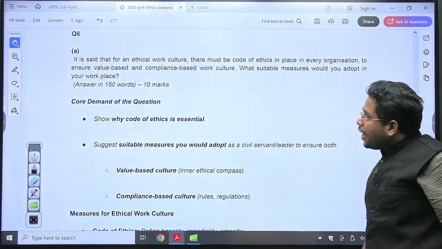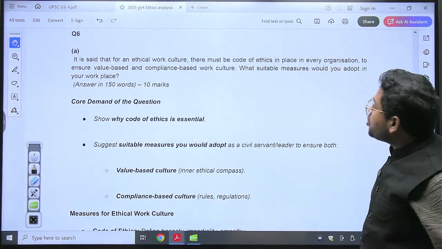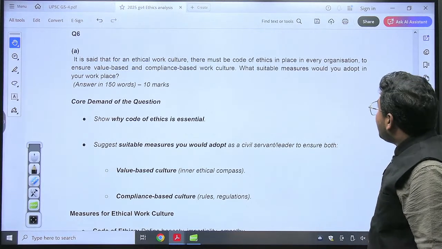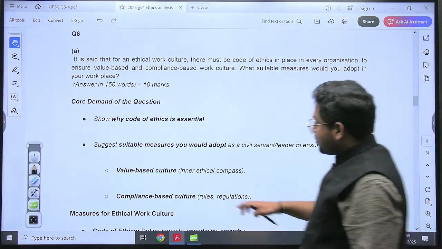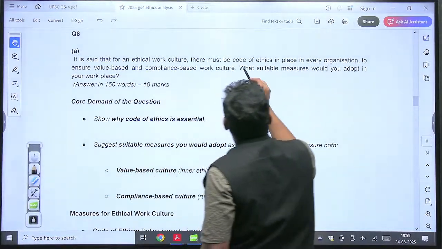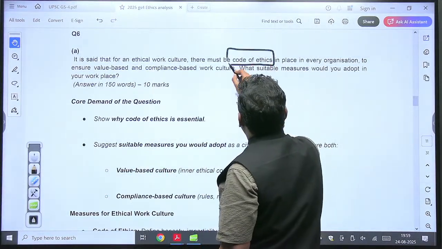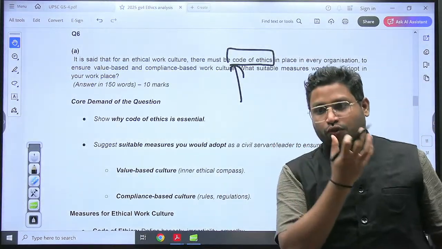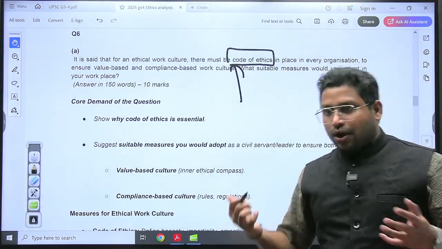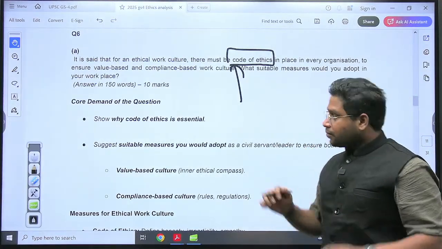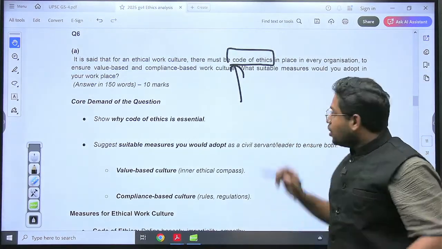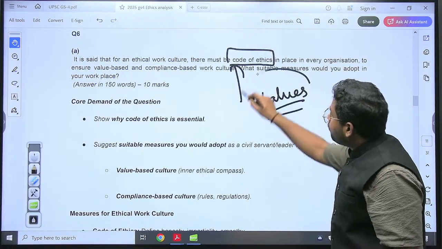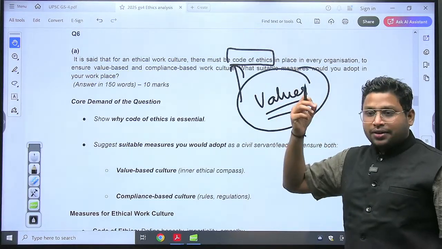Now, it is said that for an ethical work culture, there must be a code of ethics in place in every organization. So, the question is on code of ethics. Now, this is the topic we anyway discuss, code of ethics, then code of conduct, the difference between these two and the importance of these two. When you say code of ethics, you focus on the values part, right? The focus is more on the values part.